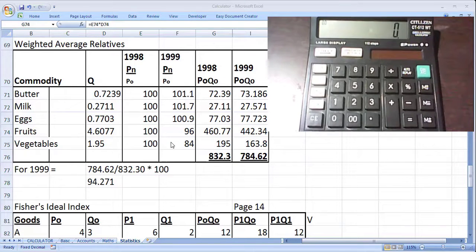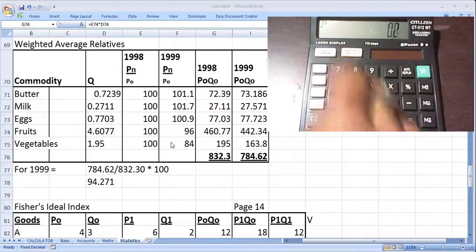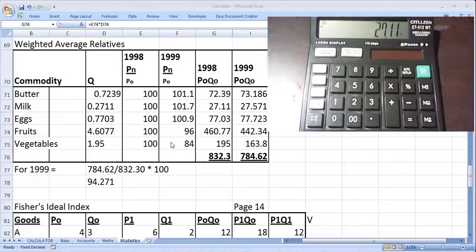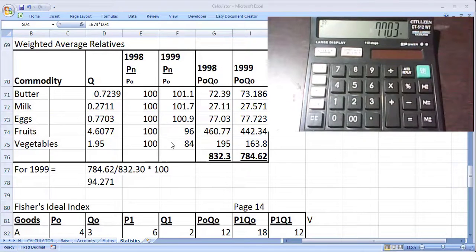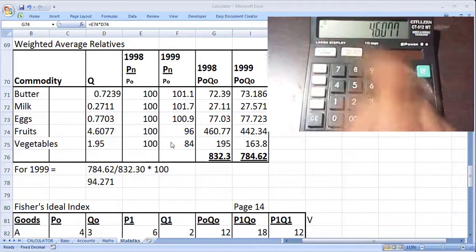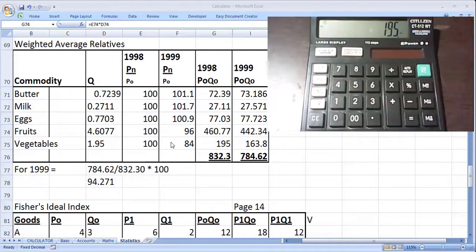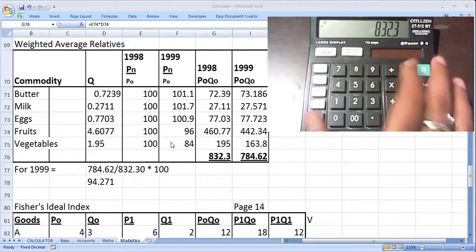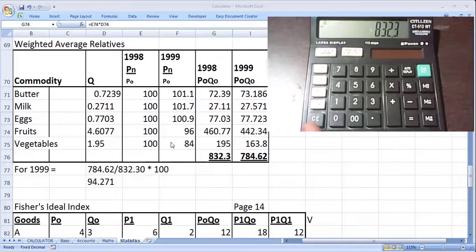First use the 98 P0Q0. So we have seen that: 0.7239 into 100 M plus 0.2711 into 100 M plus 0.7703 into 100 M plus 4.6077 into 100 M plus 1.95 into 100 M plus, something called 195. If you make the total, 832.3. So we got this as 832.3. And next, what are the values we got?